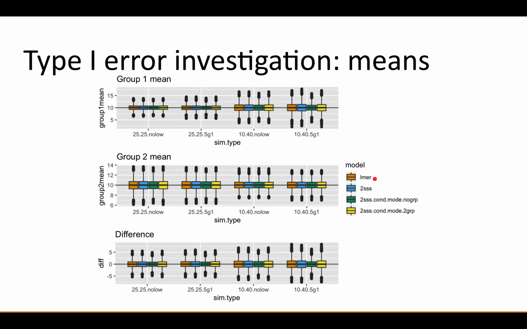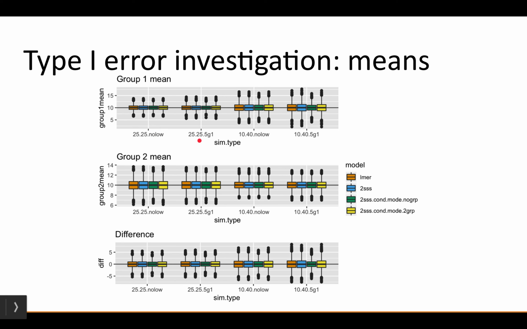So LMER, the 2-stage summary statistics approach using OLS at each stage, the pseudo 2-stage summary statistics approaches. The green one is where group was not in the model, and the yellow is when group was in the model. And then each group clustering of boxes is for different data scenarios. So this is balanced groups, 25 patients, 25 controls. Nobody had a low sample size, and that's the same for all of these.